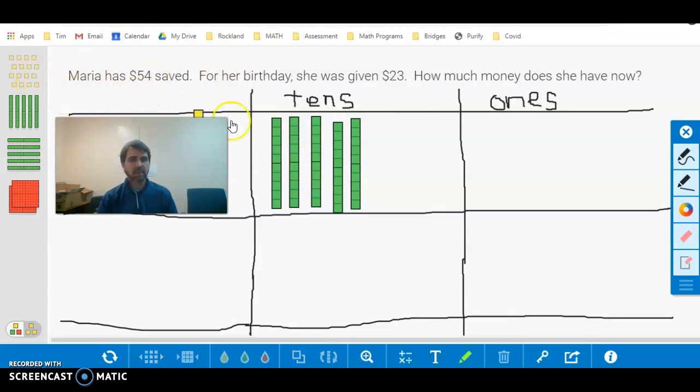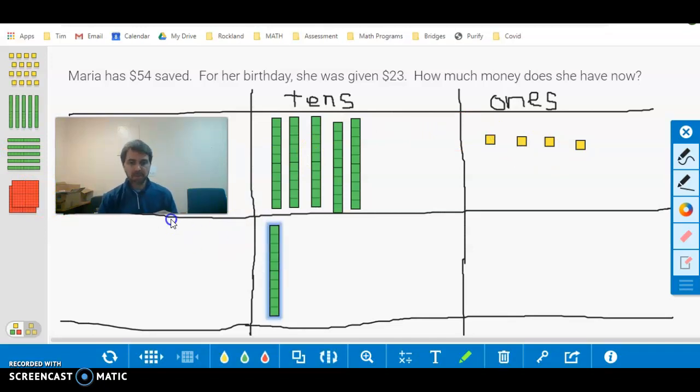So these are our ones here. So that's $51, $52, $53, and $54. Okay, so we have $54 there. Now we want to add to that $23. So I'm going to represent 23 down here.